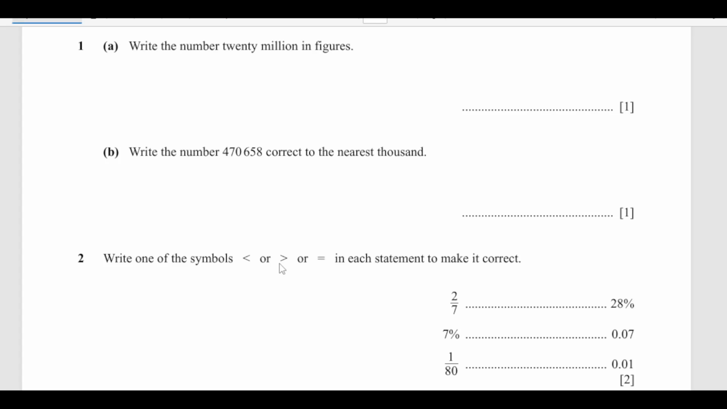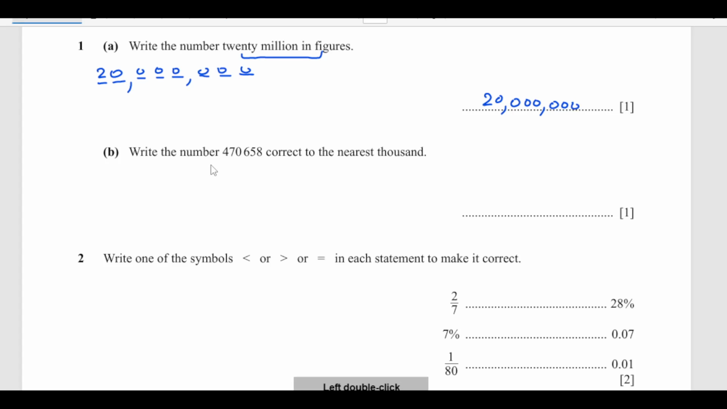So let's start. The first question that we have here: write the number 20 million in figures. To avoid any kind of mistakes, we will make the places first: ones, tens, hundreds, then thousand, 10,000, 100,000, then million. It's 20 million. Then the rest of them we are going to put zeros there. So 20 million will be written like this, right? This is 20 million, right?